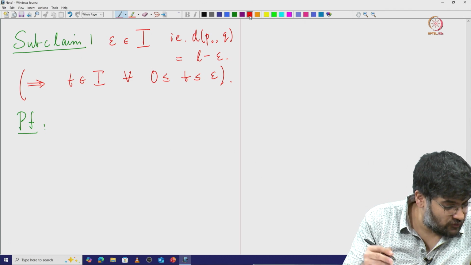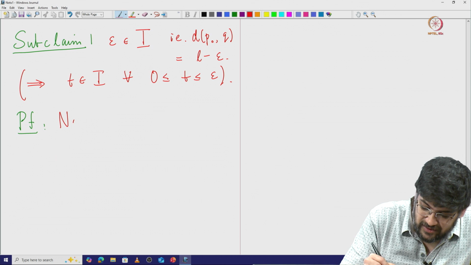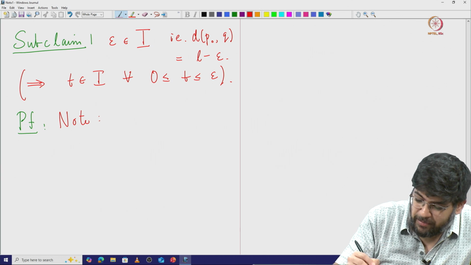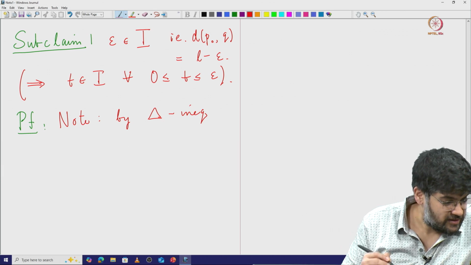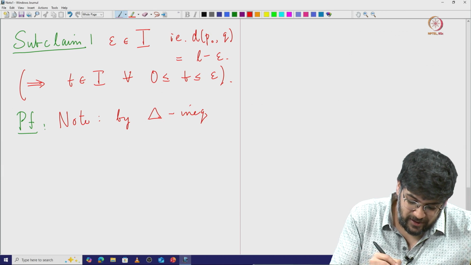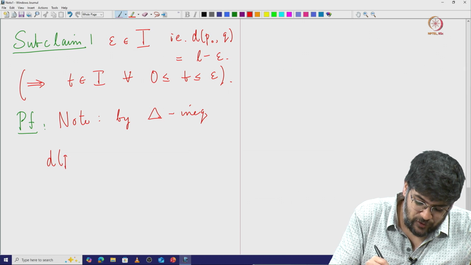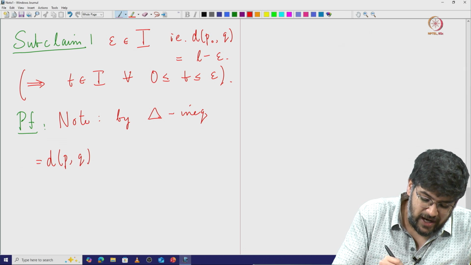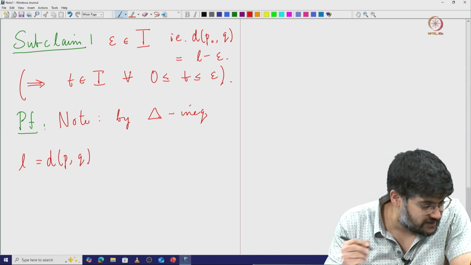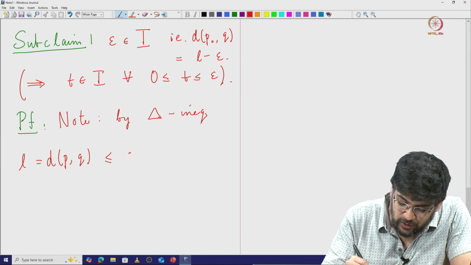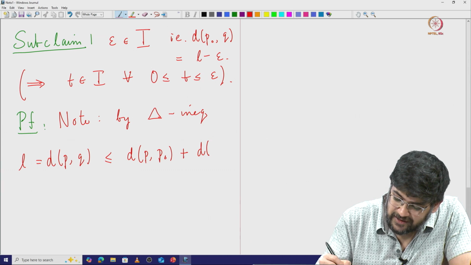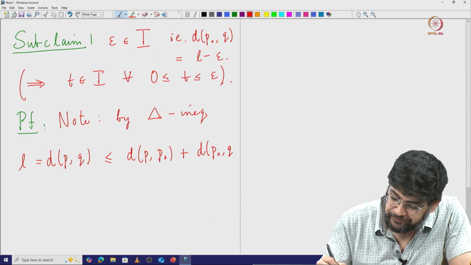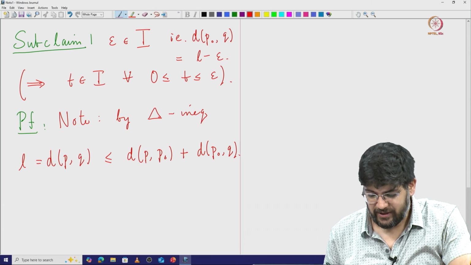Okay, so first note, by the triangle inequality, if you take the distance from P to Q, which by our notation is just L, this is less than or equal to the distance from P to P naught plus the distance from P naught to Q.